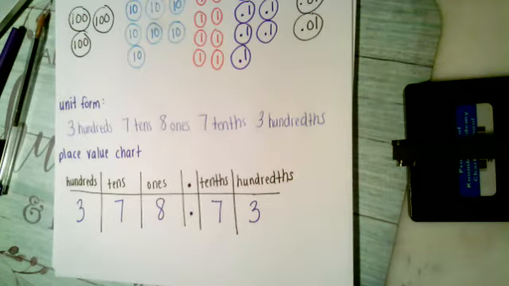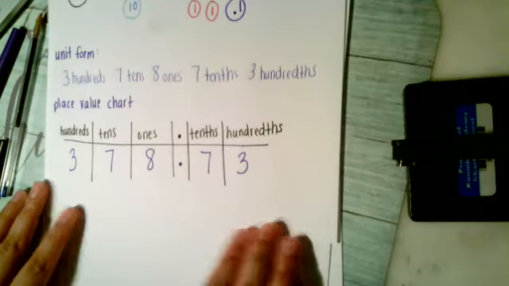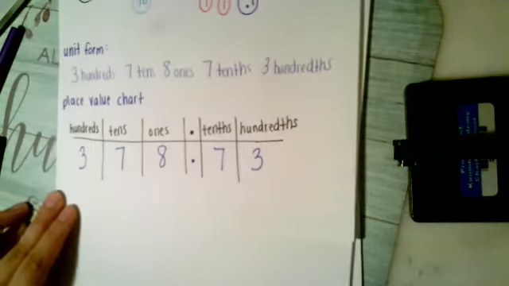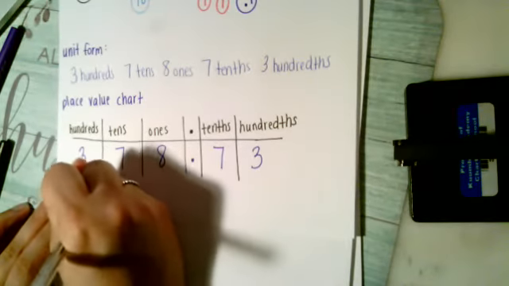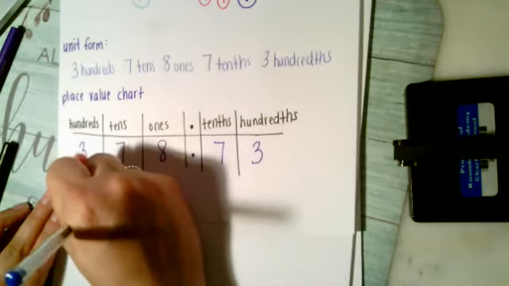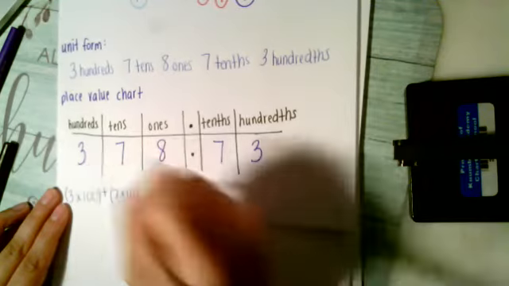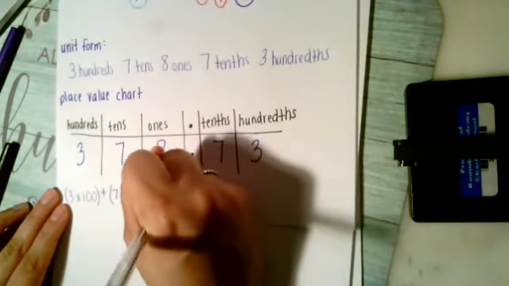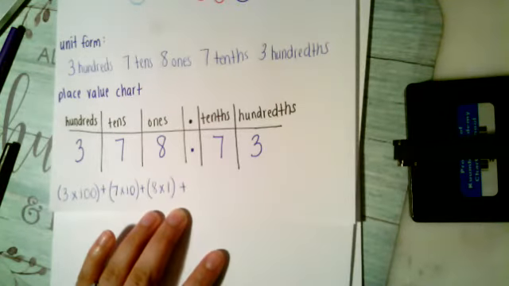So then the last thing is expanded form. Now, expanded form, okay, expanding means to like draw out, right, to make it longer. So we're going to say, I have a 3 in my hundreds place. So this is 3 times 100. Okay, plus a 7 in my tens, so 7 times 10. Okay, plus an 8 in my ones, so plus 8 times 1, plus, the decimal just comes down, but then we have a 7 in my tenths place.